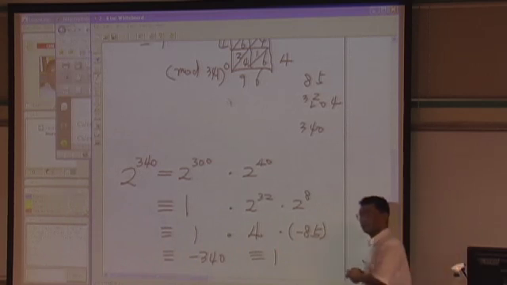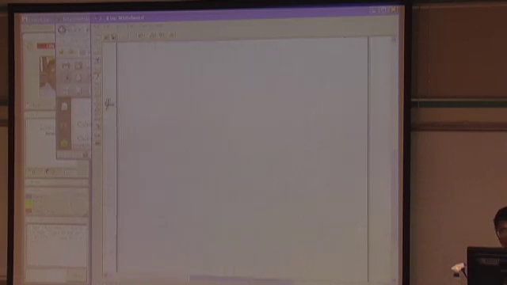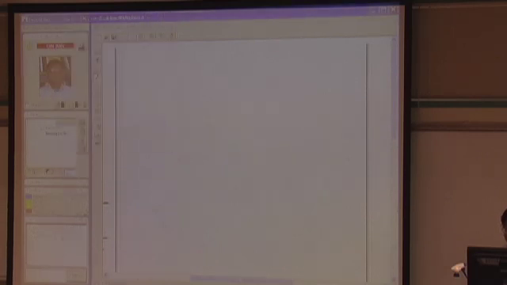Yes? Can you set number 5? Order is the one that you want to find. Find the order of 2 mod 13. So let's do it. 2 to the power of 1 is 2. 2 to the power of 2 is 4. 2 to the power of 3 is 8.